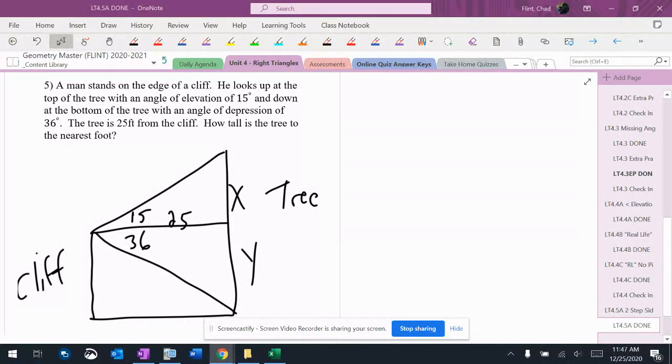So anyways, got a man on a cliff. He's looking at the top of a tree at an angle of elevation. All right, so I've got my whole logo line that I usually have. So I've got a tree over here on the side. I'll highlight it in yellow for a second. So there's the tree. Okay, the cliff is over here. So there's the cliff. This would be the ground down here.